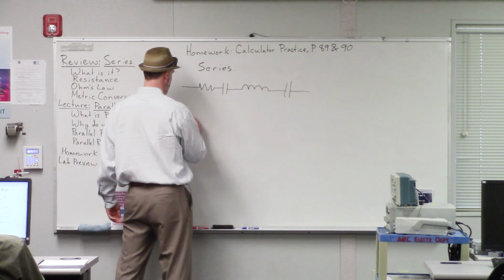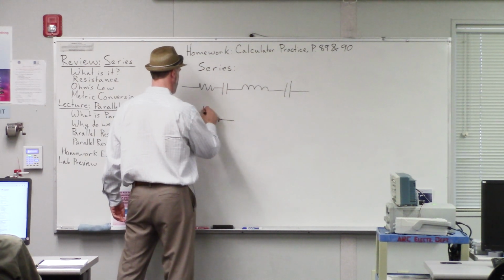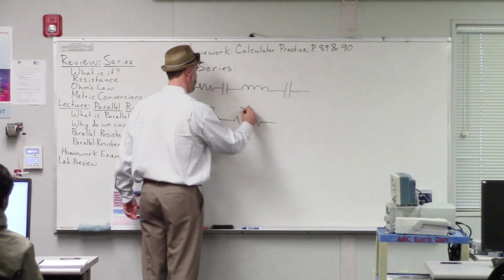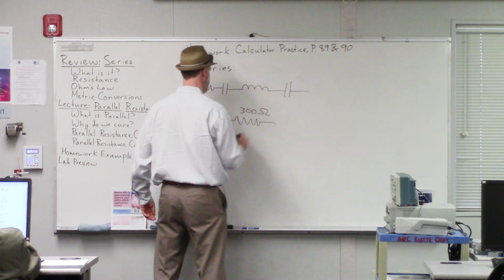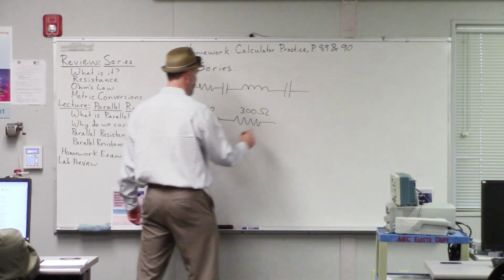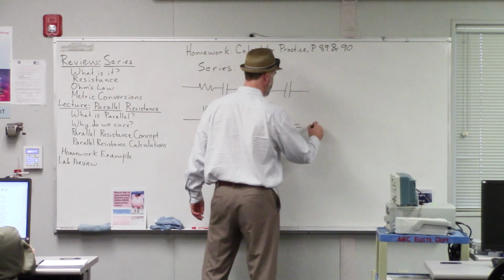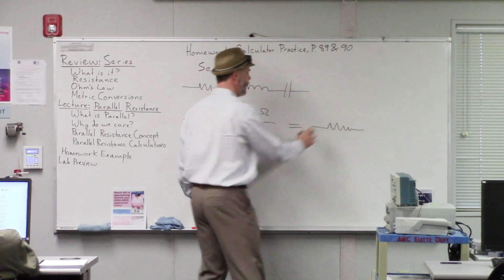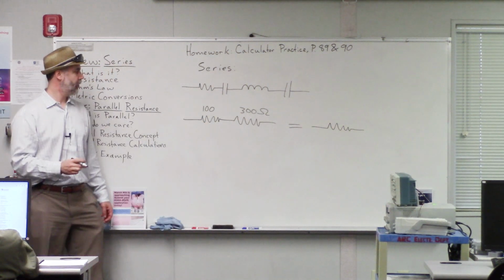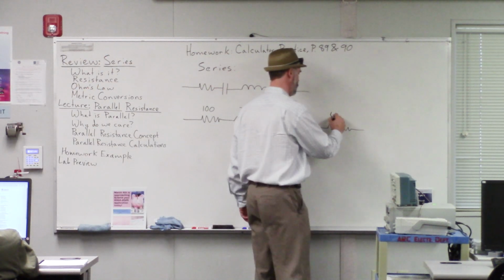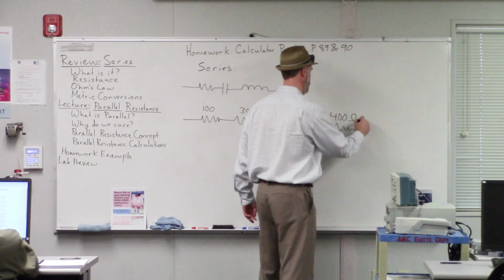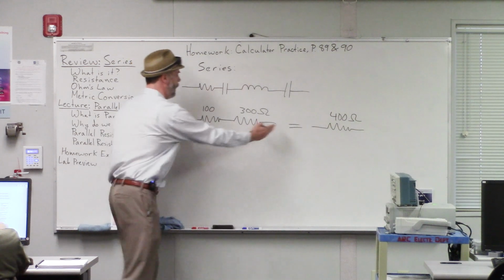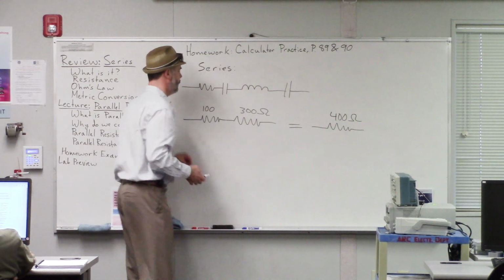So if you have a 100 ohm resistor and a 300 ohm resistor, we could say that that is equivalent to a single resistor that is what value? Yeah, 400 ohms, exactly. That means that if you took a meter and connected it here and here, you would measure 400 ohms.